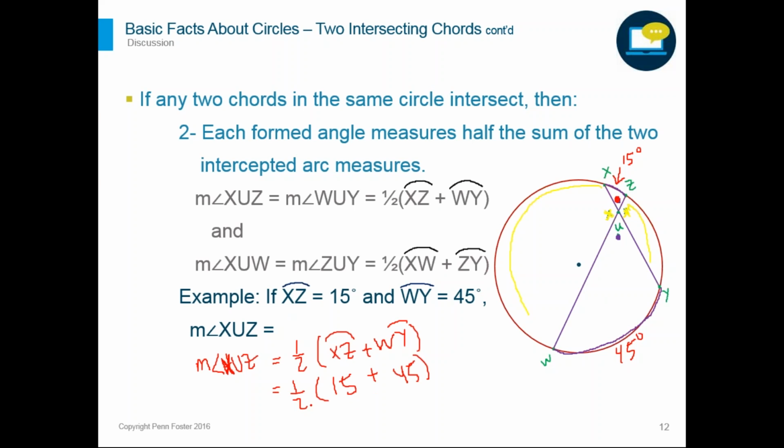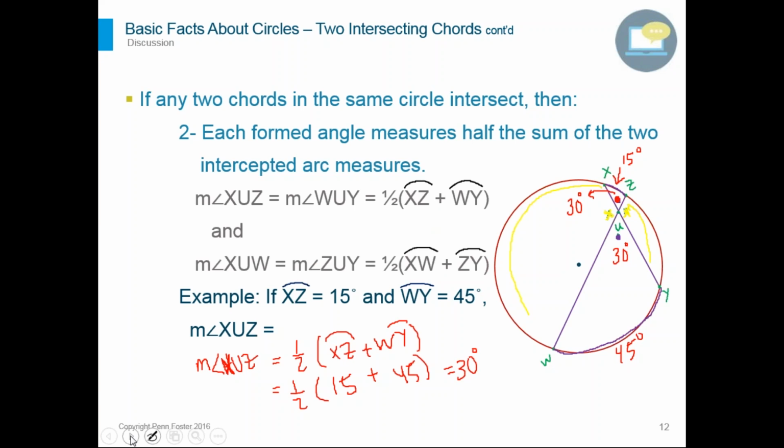Now, we're not going to do half times 15 and then plus 45. We're going to give the priority to whatever is inside the parentheses, 15 plus 45, and then take the half of the sum. So the sum is 60. Take the half of the 60, that will give you 30 degrees. So this angle here is 30 degrees, and this angle here is 30 degrees. That's it. Any questions?